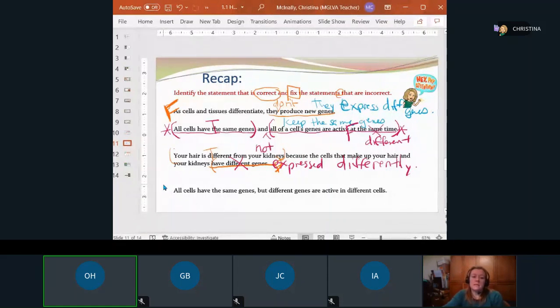All cells have the same genes, but different genes are active in different cells. So, I hate to be a spoiler, Olivia, but you're the only one that we haven't determined is already false. So, Olivia for the win! Yay! Okay, so this one is true and is very well worded. All cells, the same genes, different genes are active in different cells.